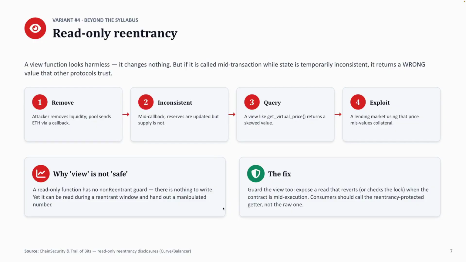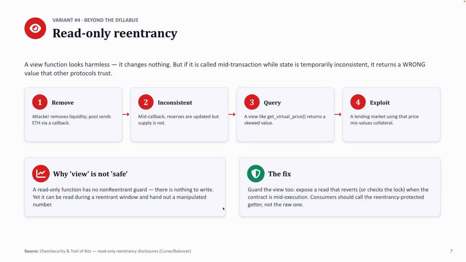The fourth variant of reentrancy is read-only reentrancy. You may say that a view function looks harmless. What will happen if we are just reading from the blockchain state, as it changes nothing? But imagine if it is called in between a transaction while the state is temporarily inconsistent. At that time, it returns a wrong value that other protocols trust.